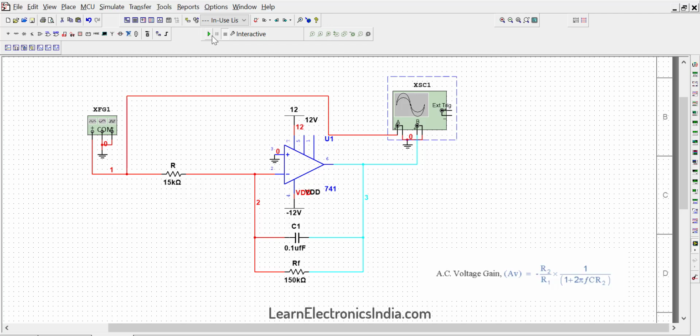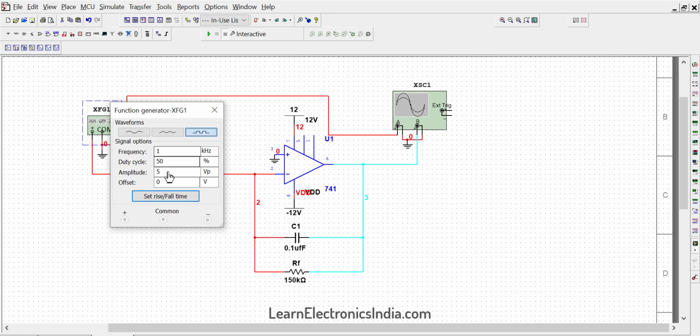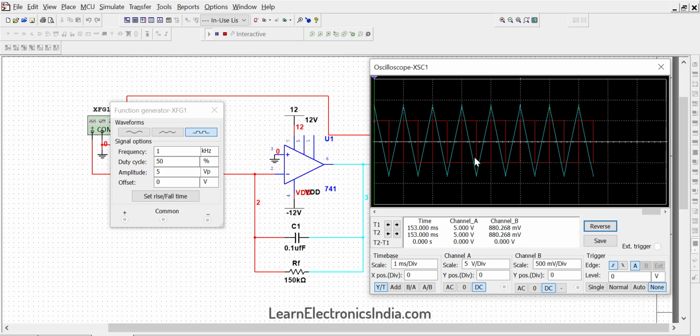The output voltage is given by this formula. The input frequency should be greater than the cutoff frequency. Hence, by the formula, the cutoff frequency is 159 Hz. Now let's give 1 kHz square wave as the input and observe the output. From the output, we can observe that the square wave is integrated to give a triangle wave. We can give different waves as input and observe their integrated output.